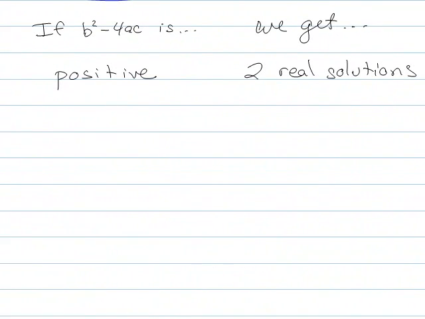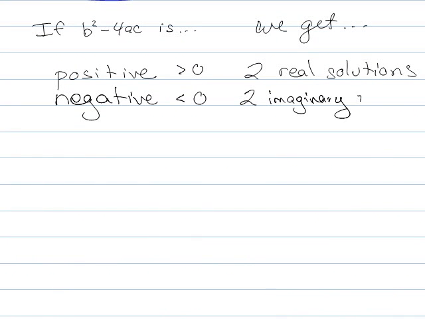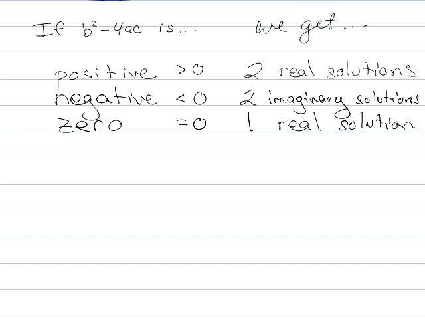Now, if b squared minus 4ac is negative, so less than 0, we get two imaginary solutions, and that was just like the example we did. And finally, if b squared minus 4ac is equal to 0, we get one real solution. So the idea is that you can predict what you're going to get before you even solve the problem.